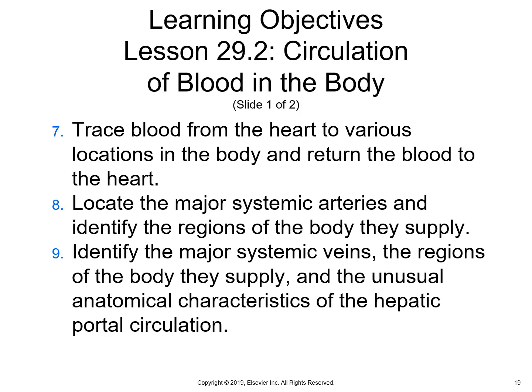All right, now we're going to look at a few more learning objectives that we need to go over. Those objectives are: trace blood flow from the heart to various locations in the body and return the blood to the heart. Locate the major systemic arteries and identify the regions of the body they supply. Identify the major systemic veins, the regions of the body they drain, and the unusual anatomical characteristics of the hepatic portal circulation.